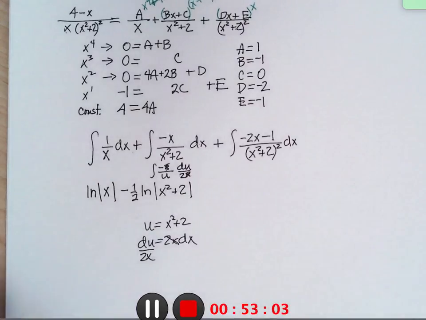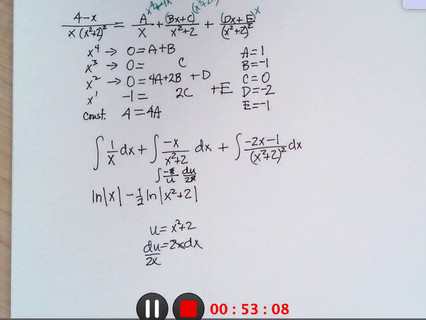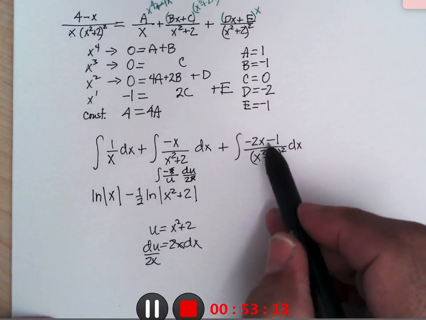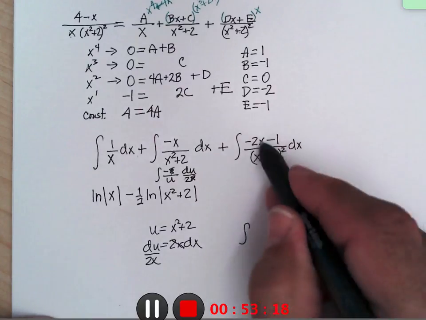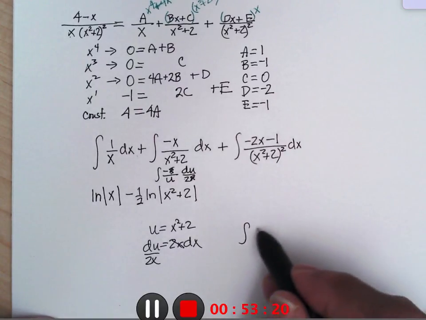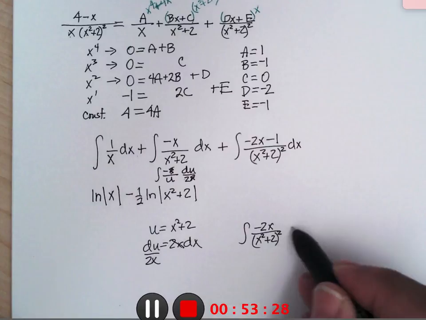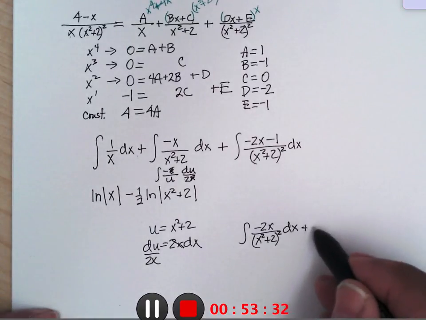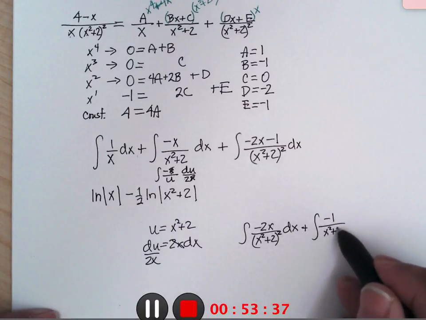That one was not bad. And that one's not bad. This one, if we split this up, since it's addition in the numerator, we can split it according to that. So we get minus 2x over quantity x squared plus 2, squared, dx, and we'd get plus antiderivative of minus 1 over quantity x squared plus 2, squared, dx.